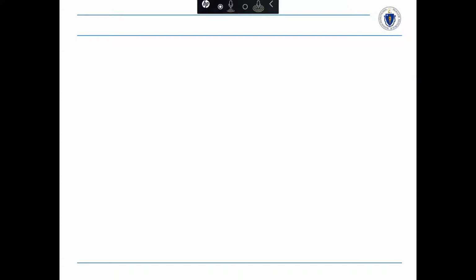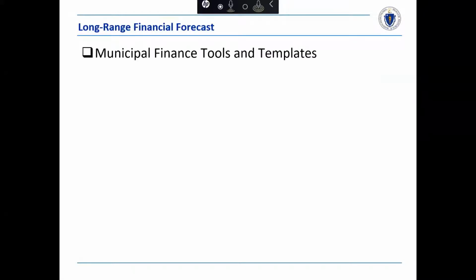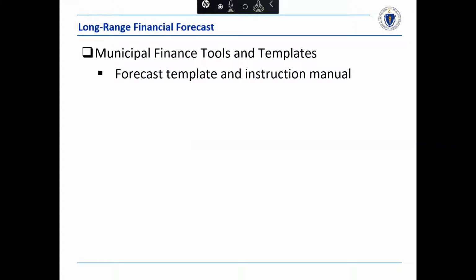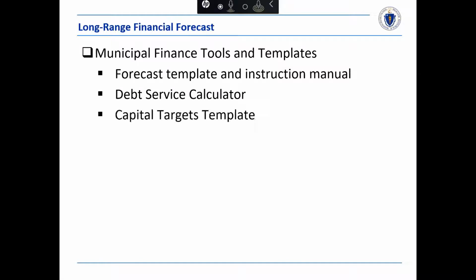Forecast materials and other tools are found on DLS's website, located mainly in the Municipal Finance Training and Resource Center section. Once in the center, under Municipal Finance Tools and Templates, you will find DLS's forecast templates and an instruction manual that may be used to create your own forecast. We also provide a debt service calculator to guide communities in projecting debt service. And we've developed a capital template tool.